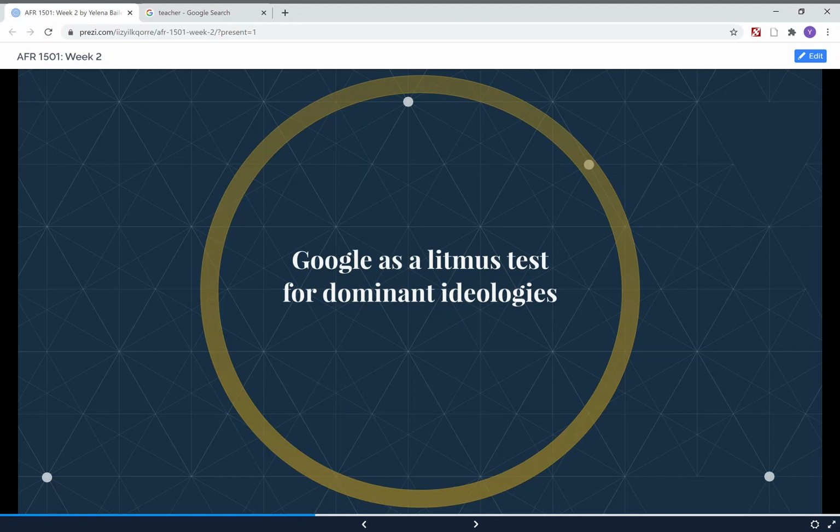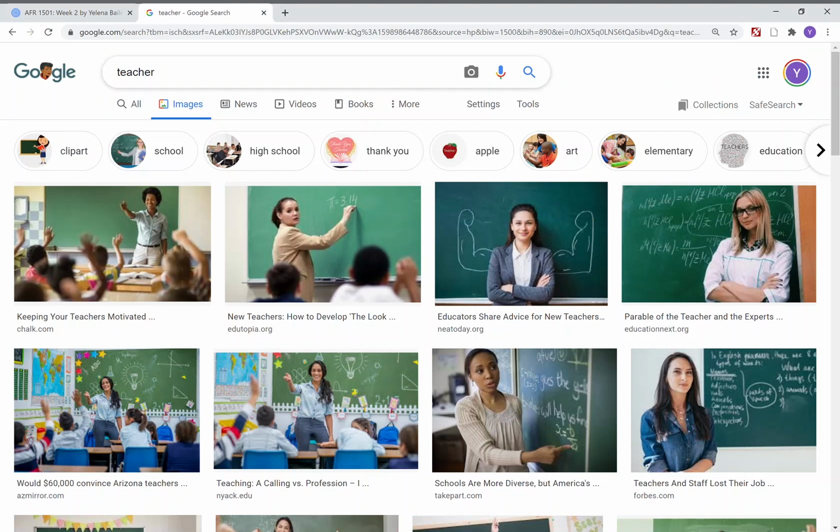So the last thing I want to do today is I love using Google as a litmus test for some of these when we talk about dominant ideologies or the ways that things have been racialized or gendered. A really good example of that is Google, simply because if you've used Google Images, which I'm hoping this will record, when you search, it gives you the images that are most closely associated with that term.